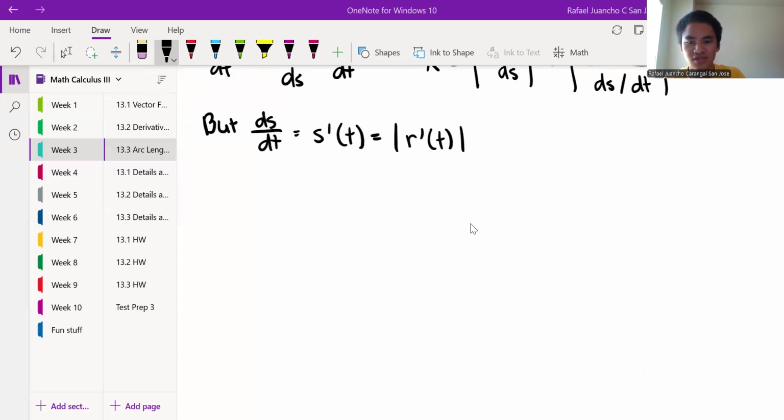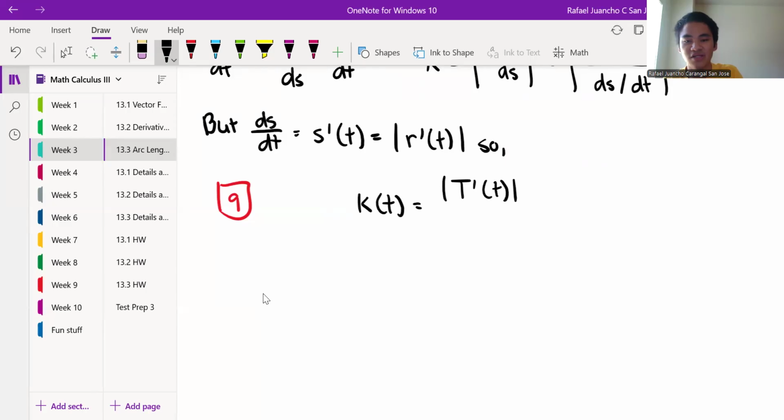And so from here, we can say an easier way to do it is through this thing. So we have k of t. Here we're making curvature a function, where we get our unit tangent vector, we get its derivative, then we get the magnitude over the magnitude of my r prime. And so let's actually do that.